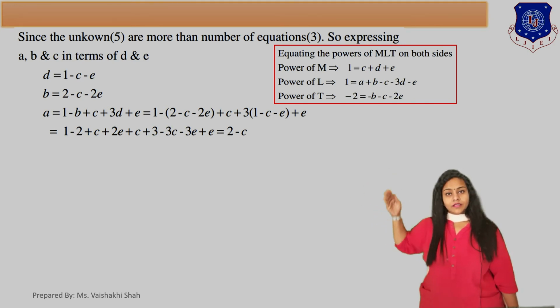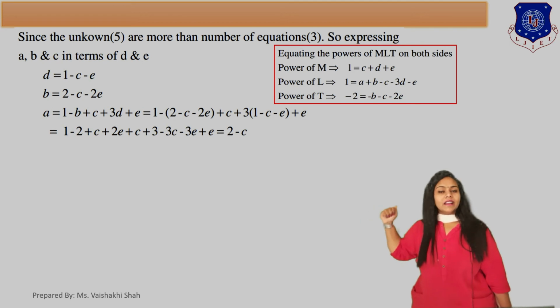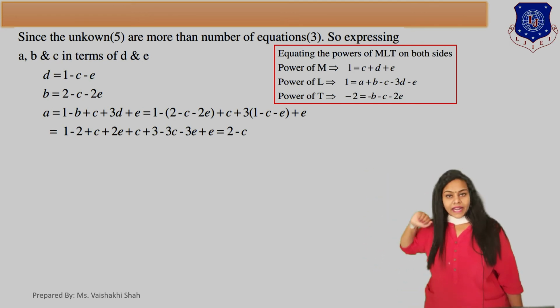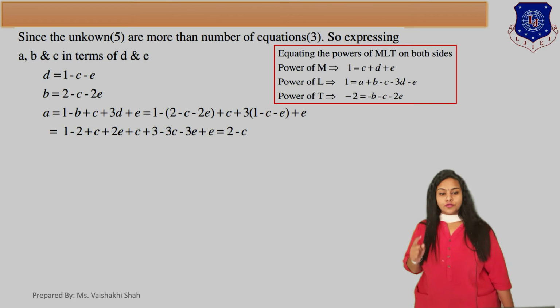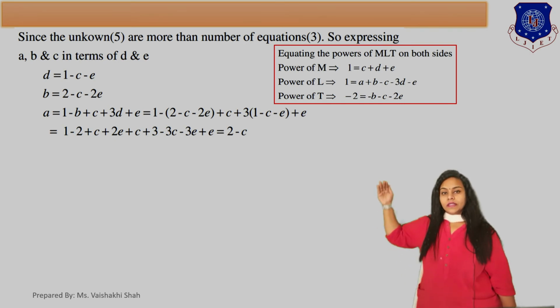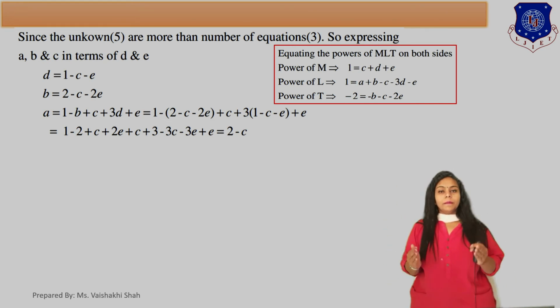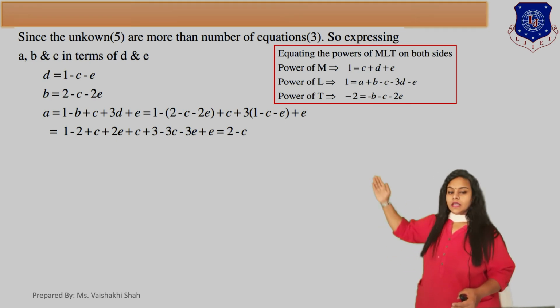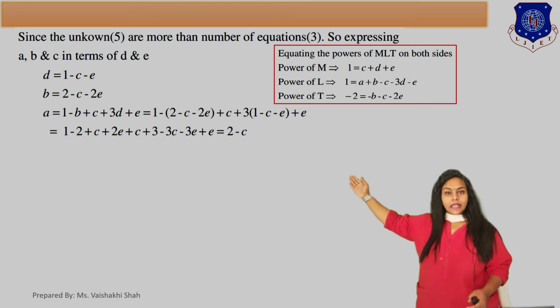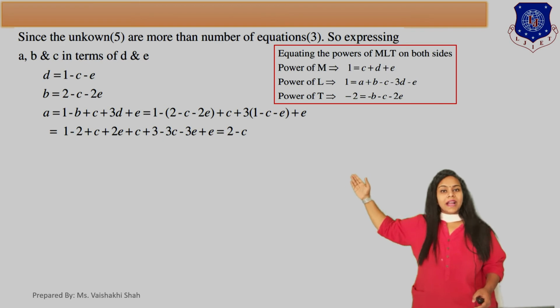By solving the equation, you get the final equation by opening these brackets, which is 1 minus 2 plus C plus 2E plus C plus 3 minus 3C. Here we simply open the bracket, okay, minus 3C minus 3E plus E. So your final equation becomes 2 minus C. Clear? By simplifying that, you get 2 minus C.